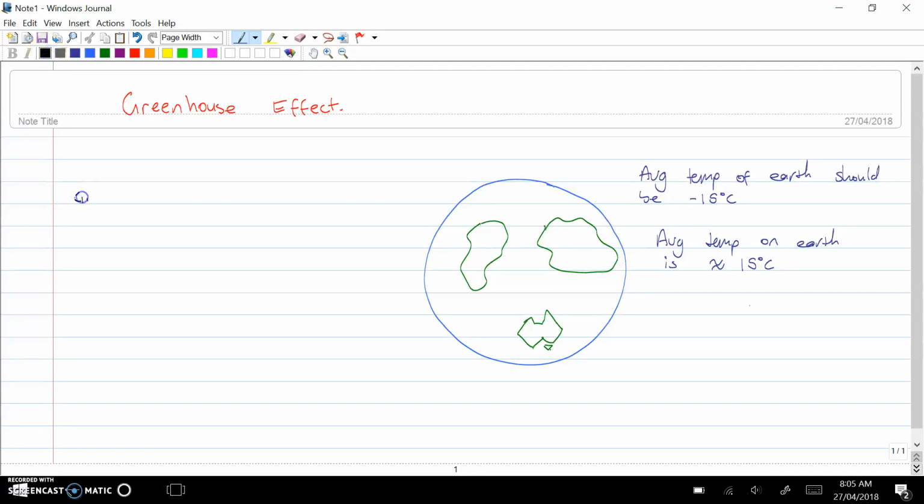So the greenhouse effect is responsible for our planet, and not just our planet, but other planets as well. For example, Venus, with its very heavy atmosphere, is a lot hotter than what is predicted. But we're talking about just Earth in particular. So the greenhouse effect is responsible for our planet being warmer than predictions would suggest.